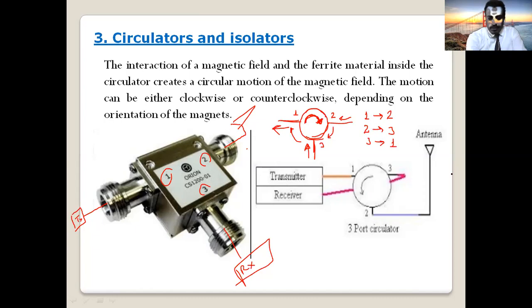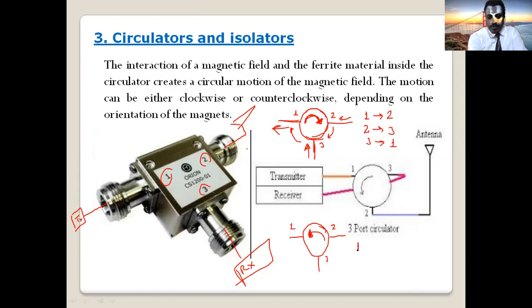There is another type of circulator called anti-clockwise circulator. There are two types of circulators. So in this case, the arrow is anti-clockwise. So here we have how many ports? 3 ports. This is port 1. This is port 2, port 3.